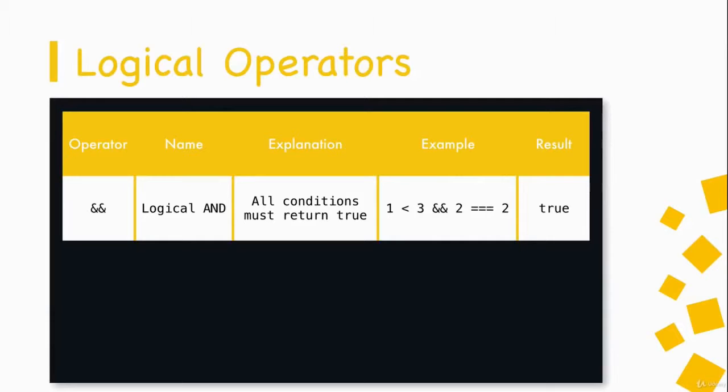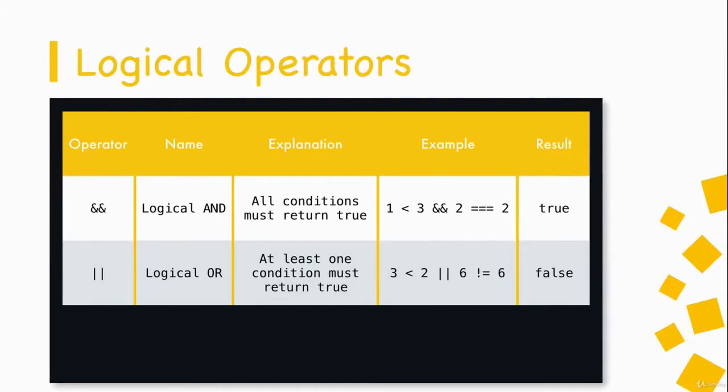First of all, we have the logical AND, which is written as two AND symbols. Logical operators, such as the logical AND, can be used to bind two comparison operators together, and it will only return true if all conditions return true. So in this case, 1 is less than 3 and 2 is strictly equal to 2 returns true, because both of these conditions are true. So in order for logical AND to return true, all of the conditions defined must be true. Even if one of them returns false, the whole condition will return false.